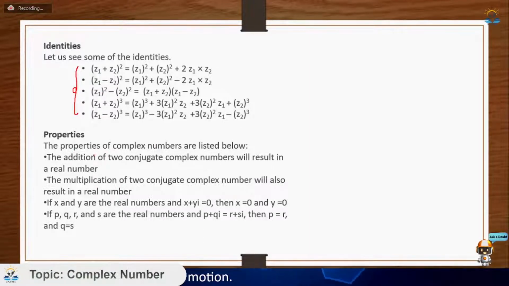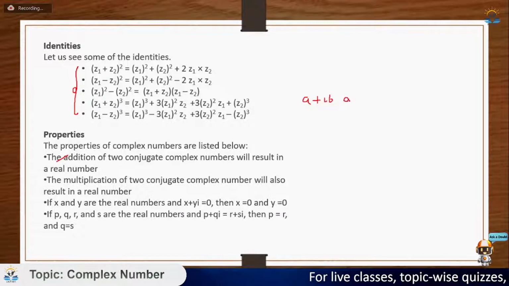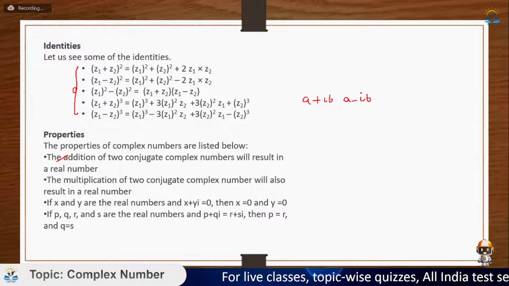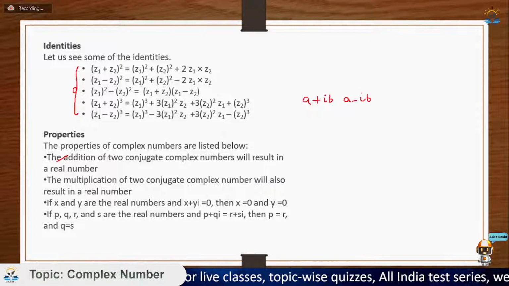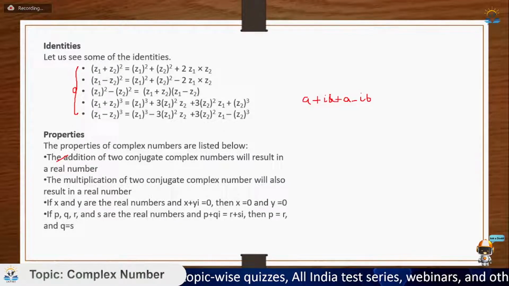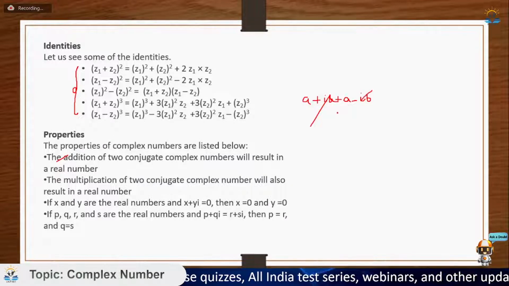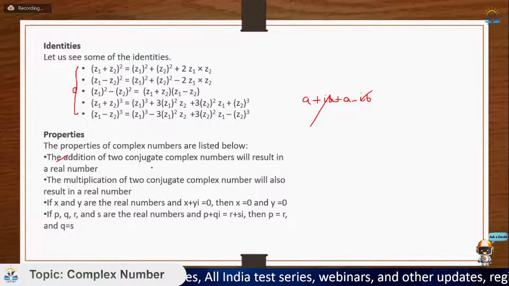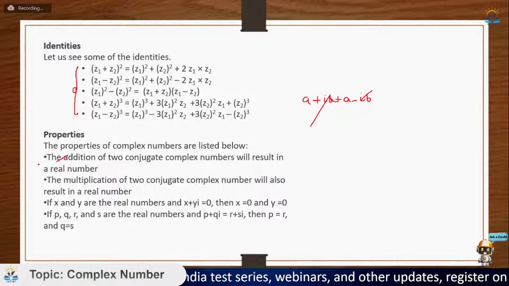Then coming on to some more properties, addition of two complex conjugate numbers will result in a real number. What are complex conjugate numbers? I already told you, if one number is a plus iota b, then its complex conjugate would be a minus iota b. Okay. So when I add both these two, then the iota part will get cancelled because one is positive and the other is negative, and you will get 2a. So addition of two complex conjugate numbers will result in a real number.